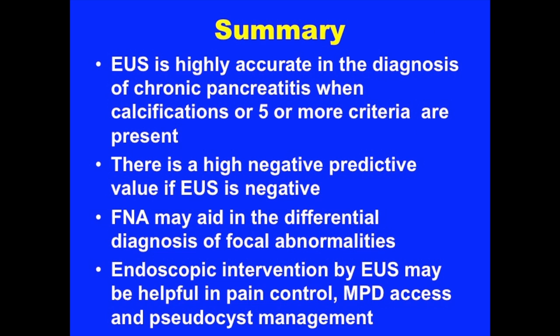In summary, we've talked about this. EUS is highly accurate in either end of the spectrum for criteria. There is a high negative predictive value if EUS is negative. FNA can be extremely helpful, and think of EUS in those patients who need therapy.